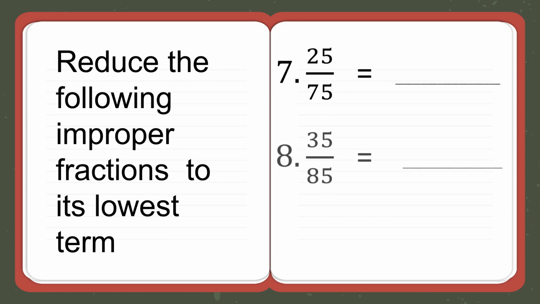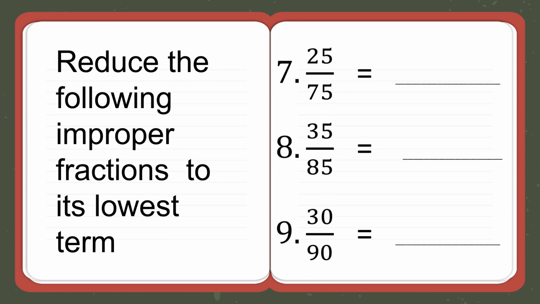For numbers 7 to 9, reduce the following improper fractions to its lowest term. Number 7, 25 over 75 is equal to blank. Number 8, 35 over 85 is equal to blank. Number 9, 30 over 90 is equal to blank.